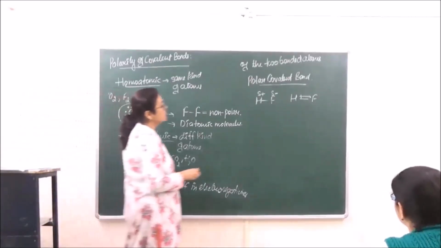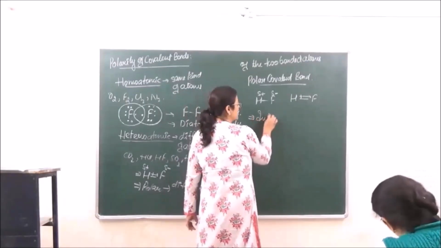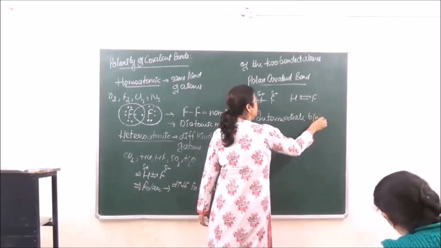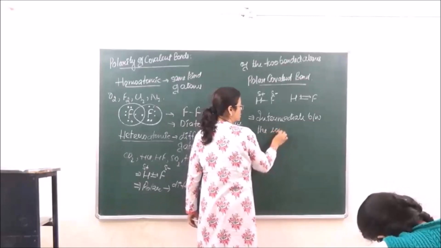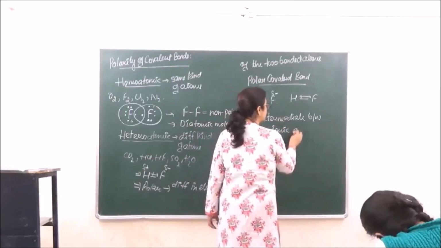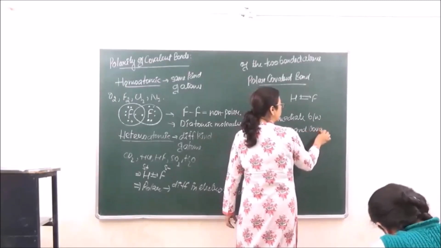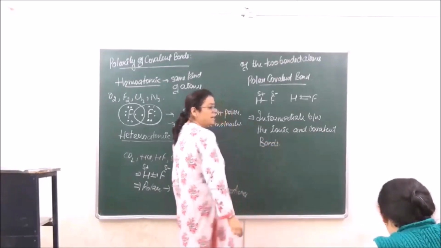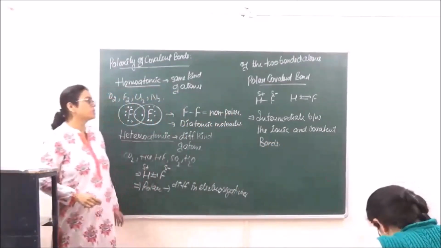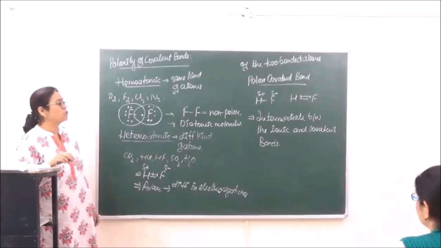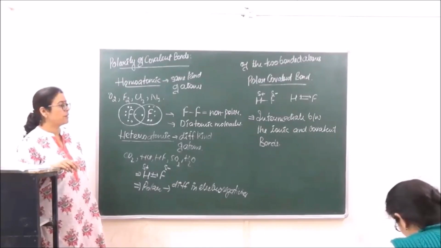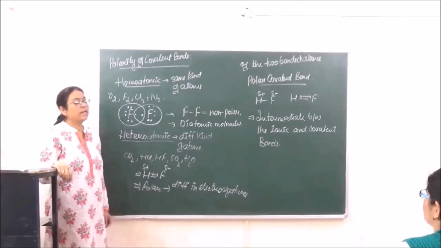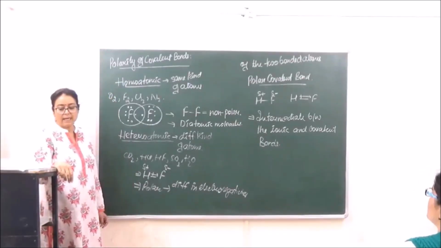Now these kinds of bonds are intermediate between the ionic and covalent bonds, which means that they are not as strong as ionic bonds, but they are stronger than covalent bonds. There is not completely the electrostatic force of attraction present in these bonds as in the case of ionic bonds, but still they have slight partial charges, so they can be said to have partial ionic character.